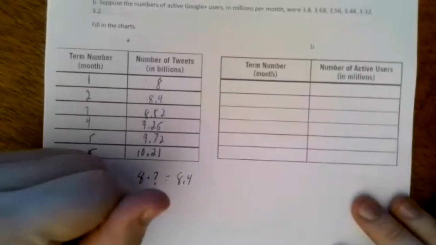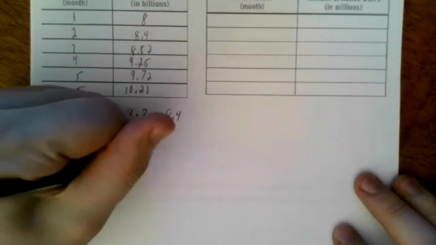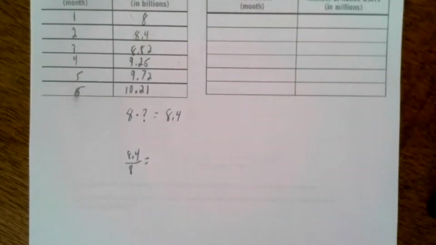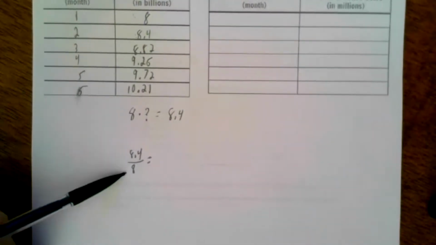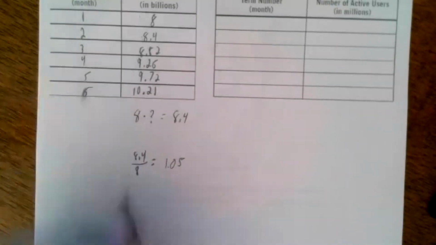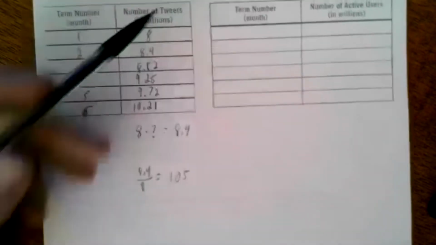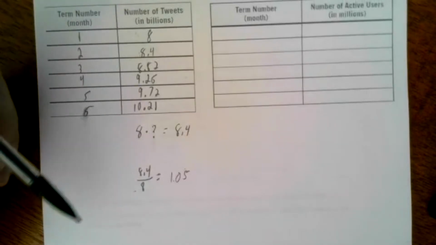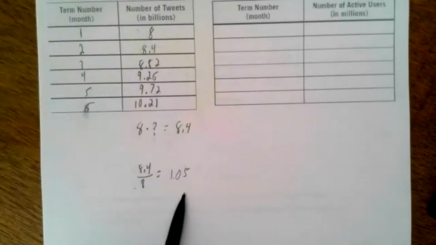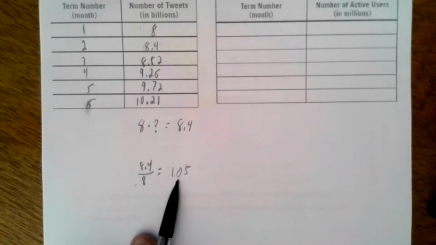So let's do 8.4 divided by 8. And if we do that, we're going to get some number, and that's just going to tell me how much I'm changing by. So it's just like your final minus initial over initial. So we're just looking at what we're changing by. So 8.4 divided by 8, we get 1.05. So what that's saying as a multiplier is all we're doing is increasing by 5% from 8 to 8.4, right?